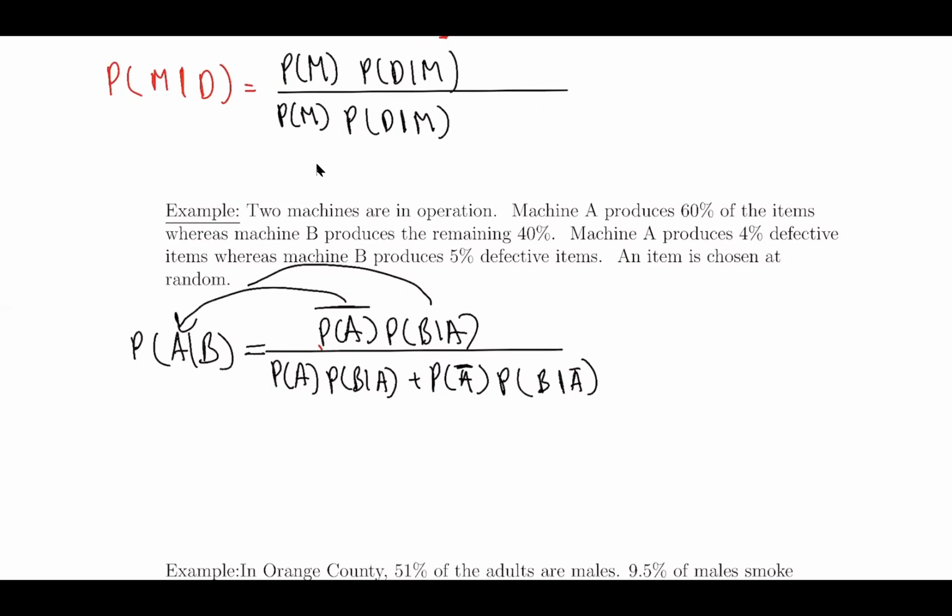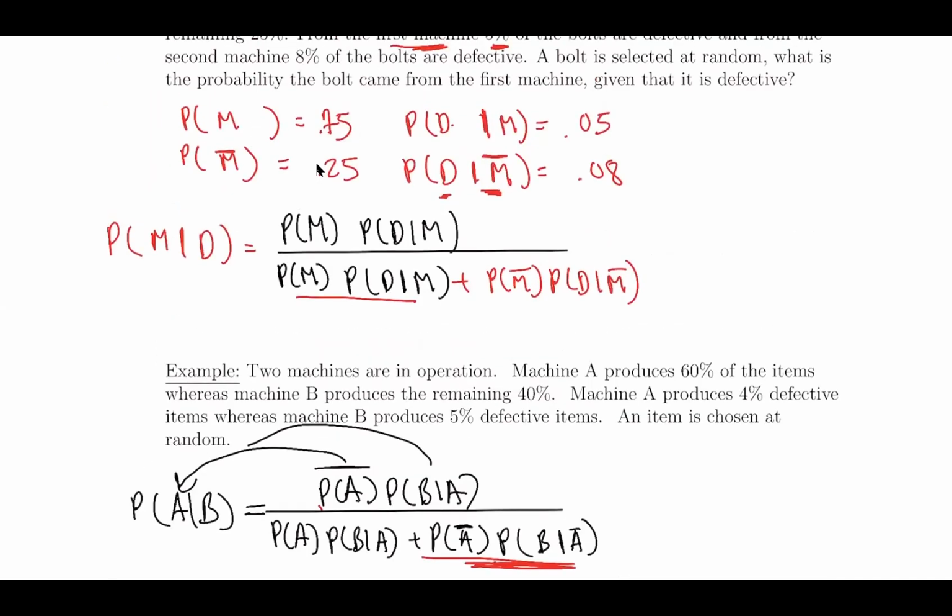Then what you want to do is add it to this portion, which is essentially this. The only thing that's going to change is you're going to put a bar. So we're going to say the probability it came from the second machine times the probability it's defective given it came from the second machine. So that's how we're going to use the formula. If you look at it, we already have all of those probabilities. So the probability of M will be 0.75.